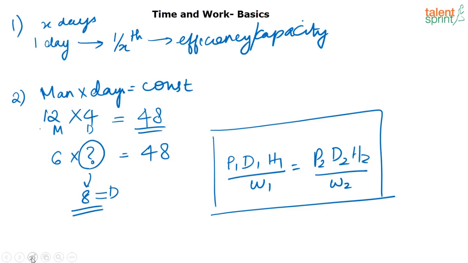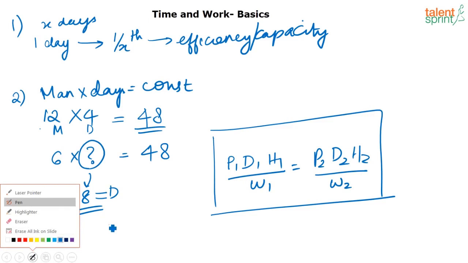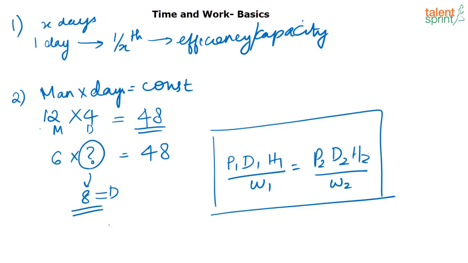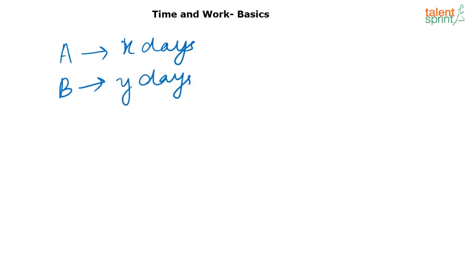After this, what is the next important thing that we should know? In questions they ask, let us say there are 2 people. Person A is able to finish a work alone in X days, and person B is able to finish the work alone in Y days. Now A and B are working together. In how many days will they finish the work? How will we do such questions?